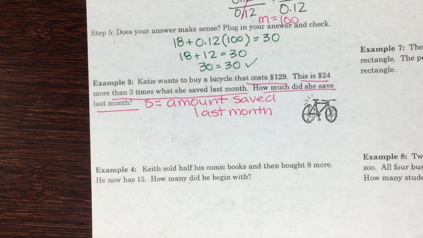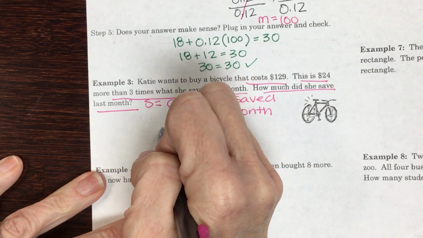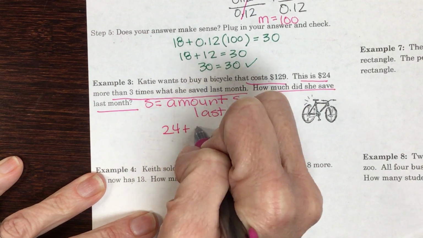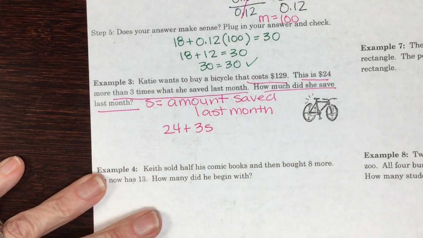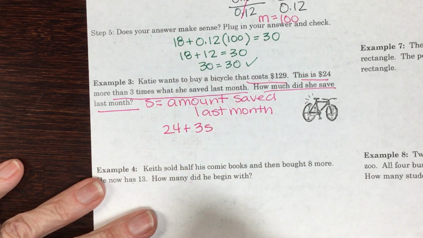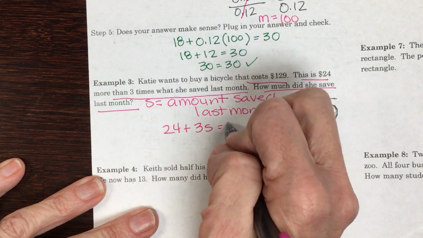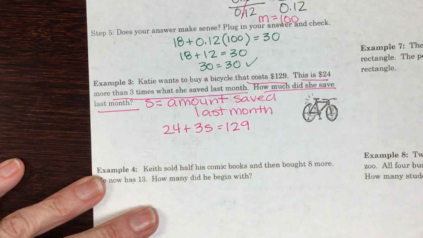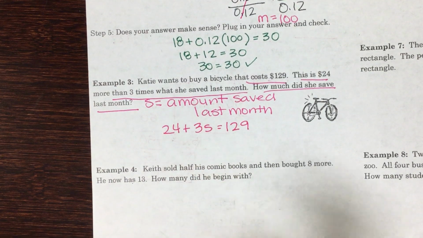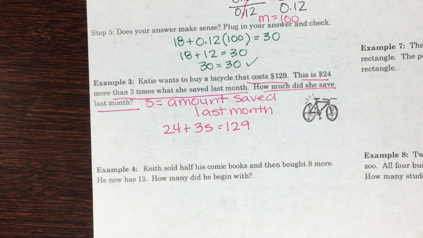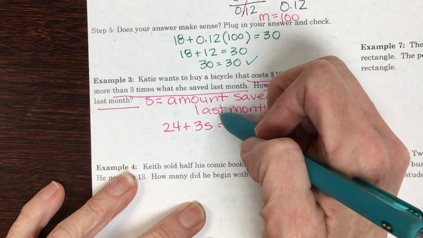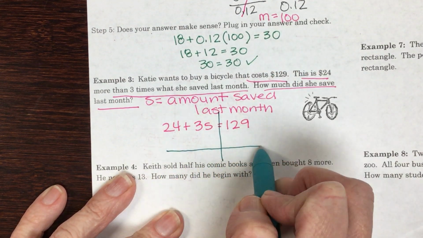All right. So S is the amount that she saved last month. So let's do $24 plus 3 times what she saved last month. So remember we said S was saved last month. And the bicycle cost $129. So it said this is 24 more than 3 times what she saved last month. And we're just going to solve for S, just like we've done before.